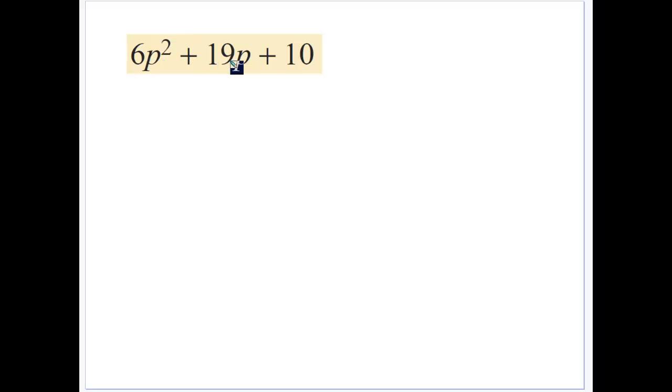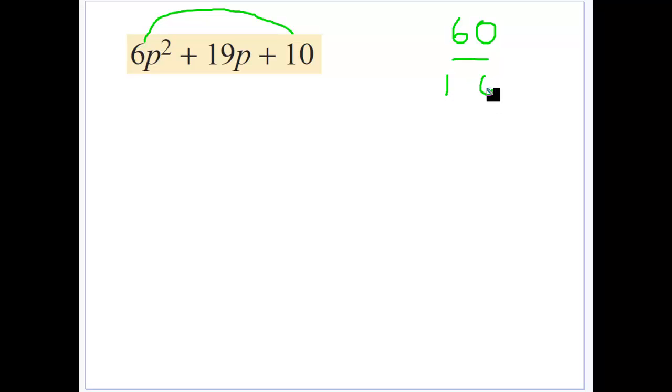6p squared plus 19p plus 10. Again, no common factor, so we can't factorize anything straight out. So we look at the 6 and the 10, which multiply to give us 60. And then we're looking at a pair of factors of 60 that add to give us 19p. Again, it's all addition, so it's not too bad.